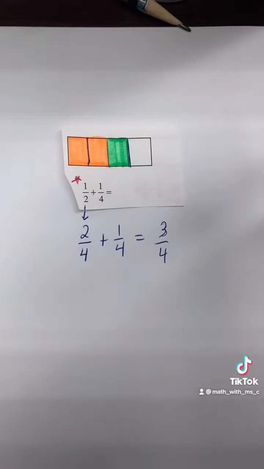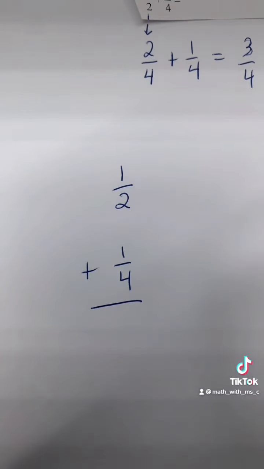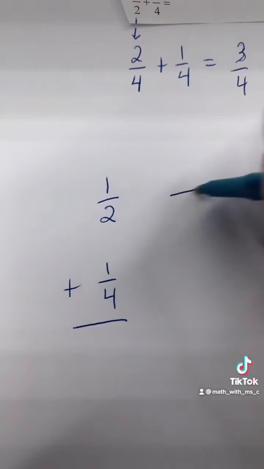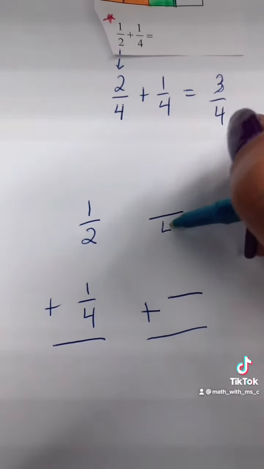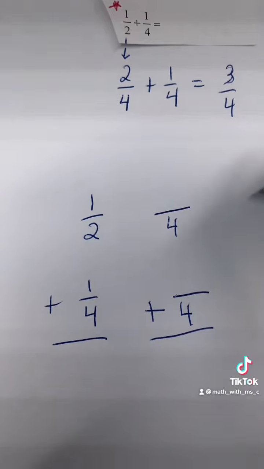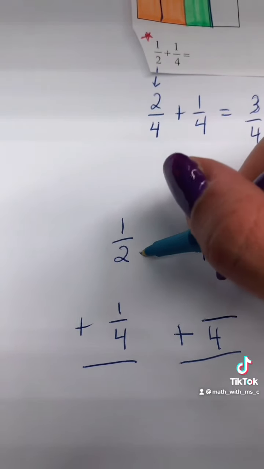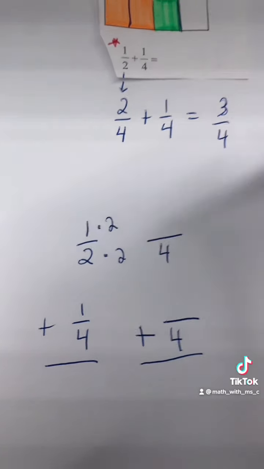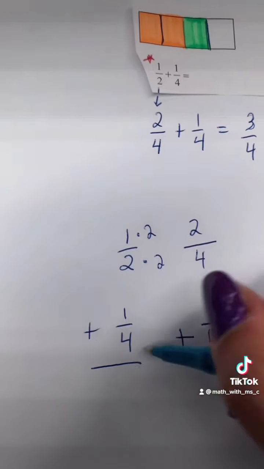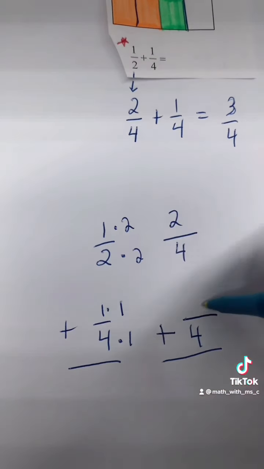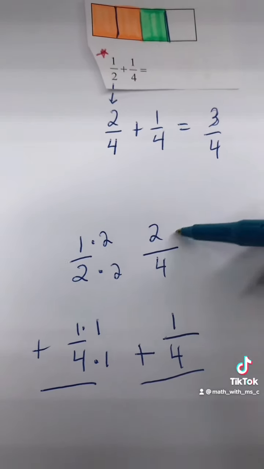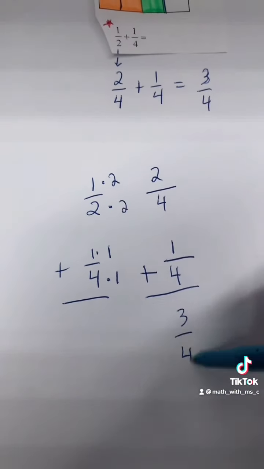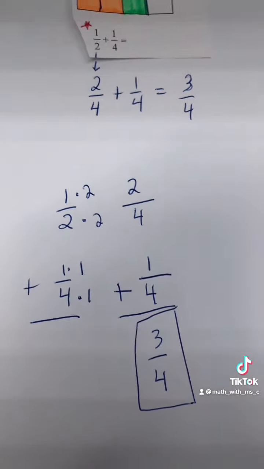As a math teacher, I like to have my students write the problems on top of each other, vertically like this, so that you can show your work. Look at the denominators for a common denominator. 2 times 2 is 4, so 1 times 2 is 2. 4 times 1 is 4, so 1 times 1 is 1. Now, these are equivalent fractions. 2/4 plus 1/4 is 3/4. You can't simplify it, so that's our final answer.